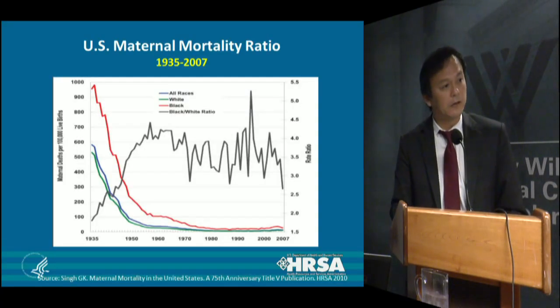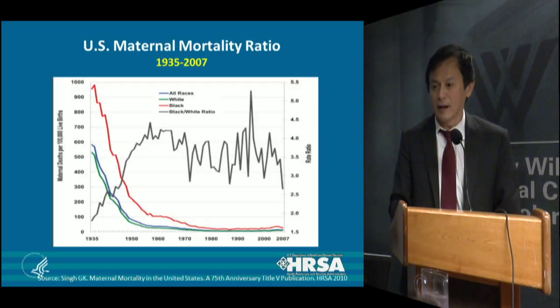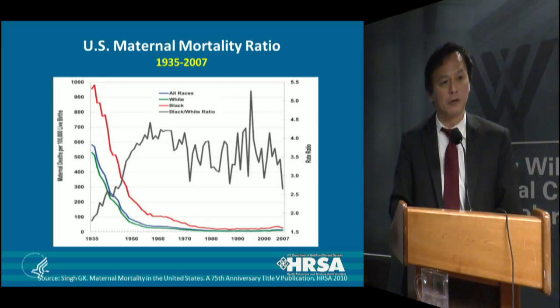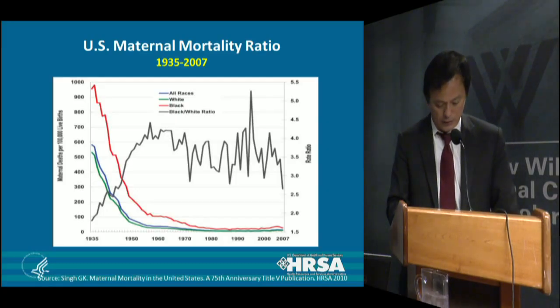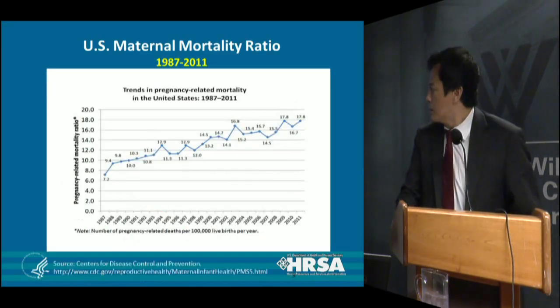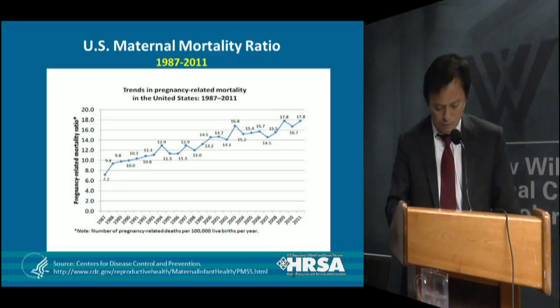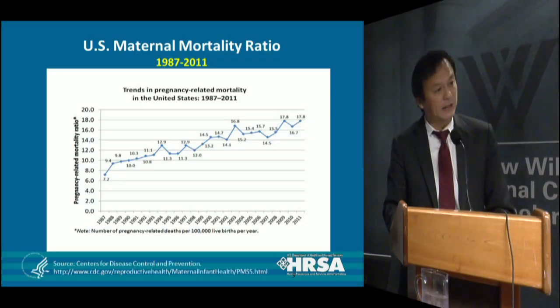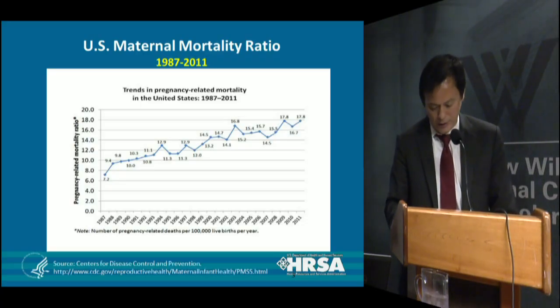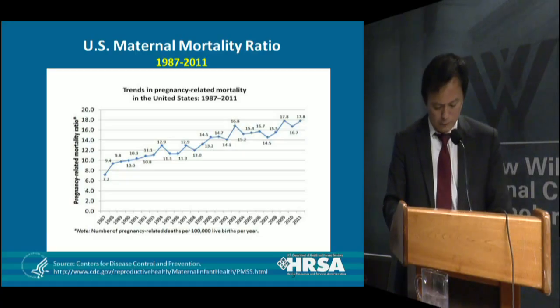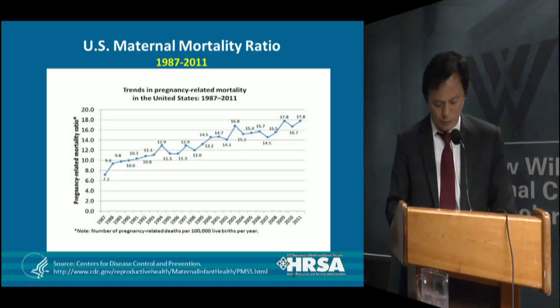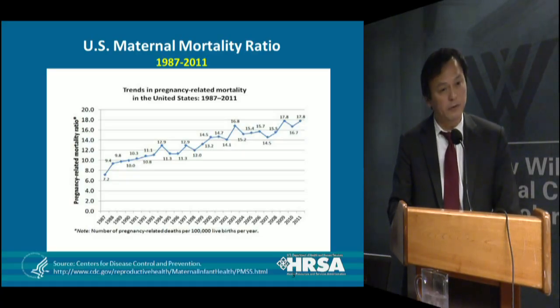In the 50 years between 1935 and 1985, maternal mortality in the U.S. actually decreased by 99%. So this was hailed as one of the greatest public health achievements in the 20th century. But then it started to go back up. Between 1987 and 2011, maternal mortality ratio more than doubled from 7.2 to 17.8 per 100,000 live births.